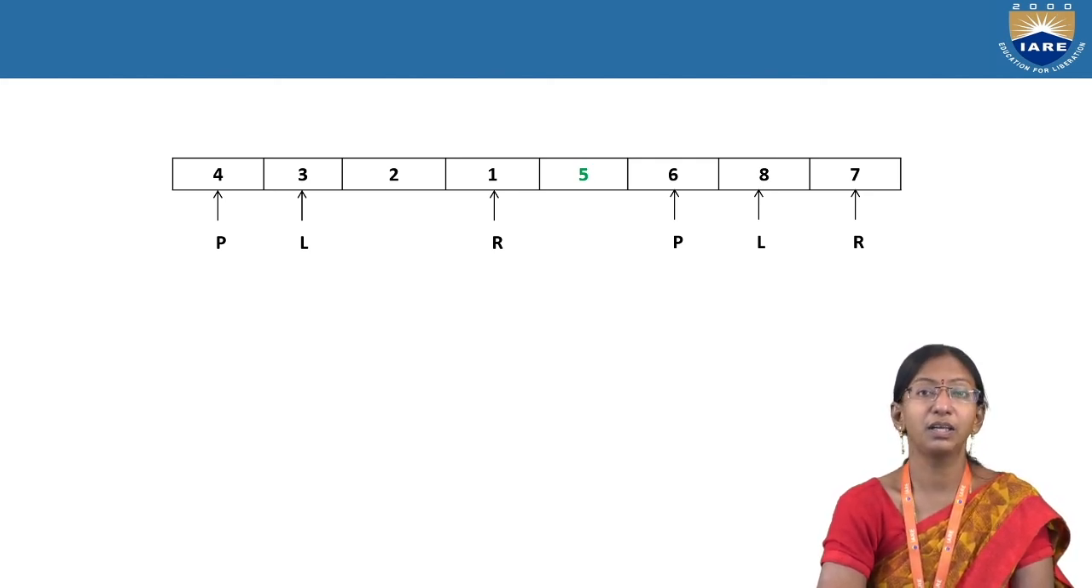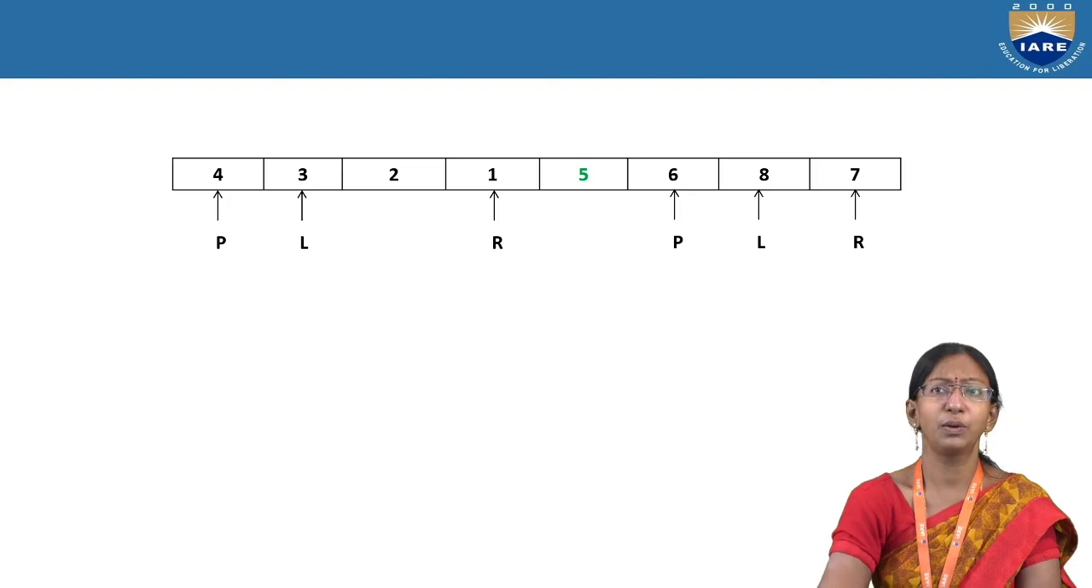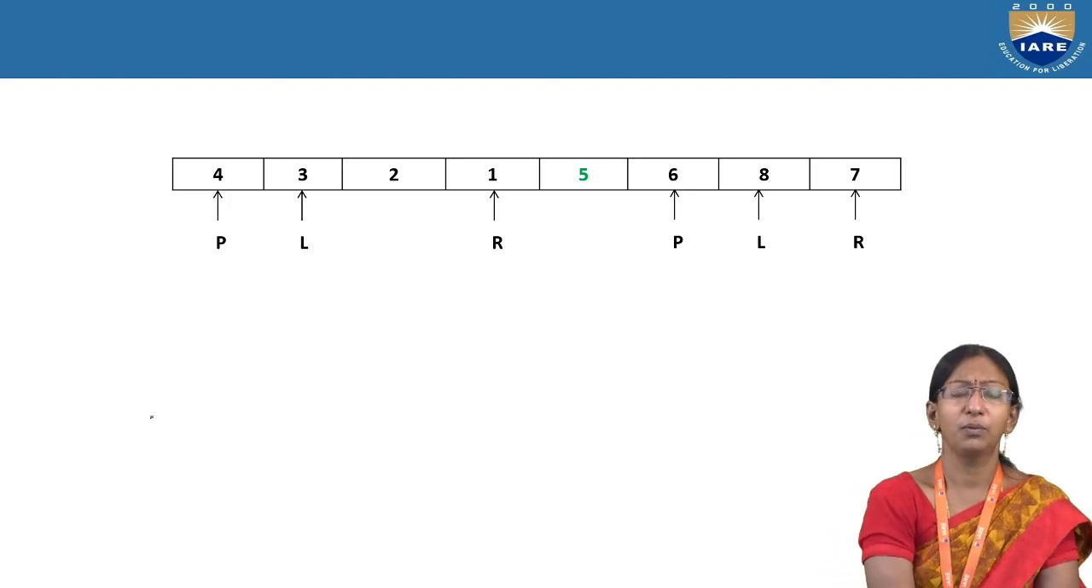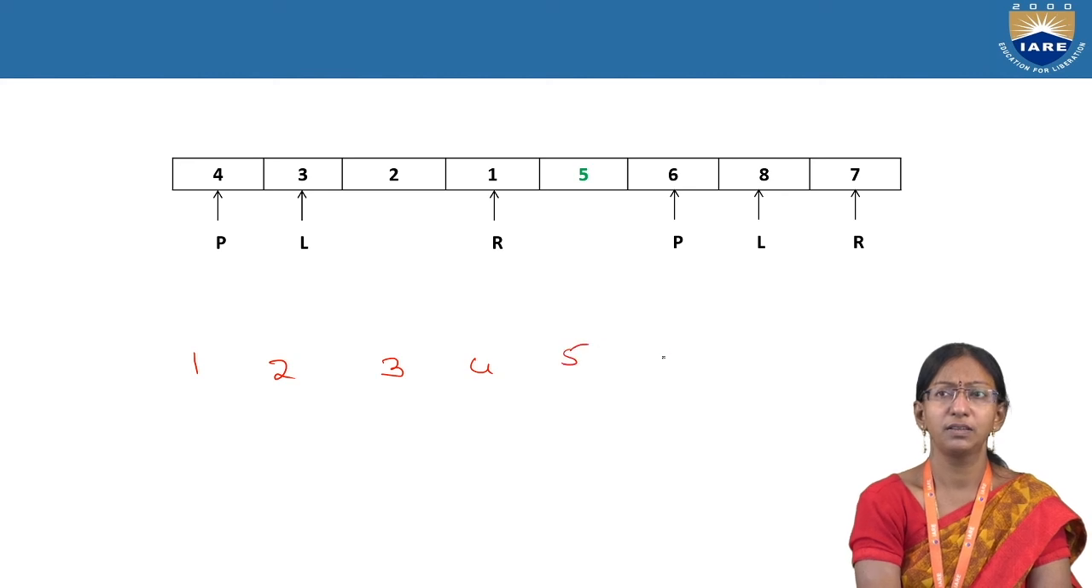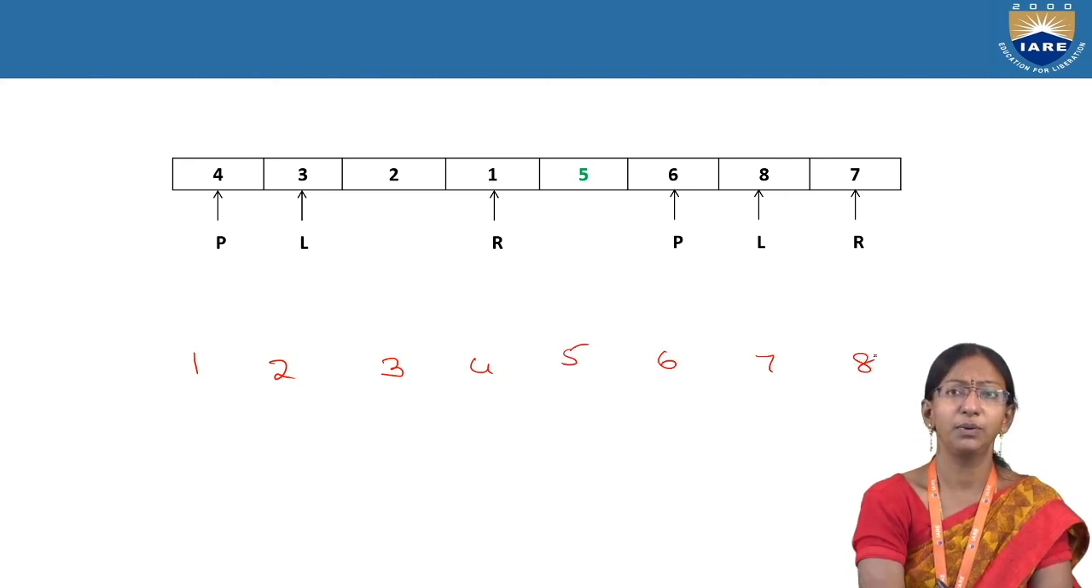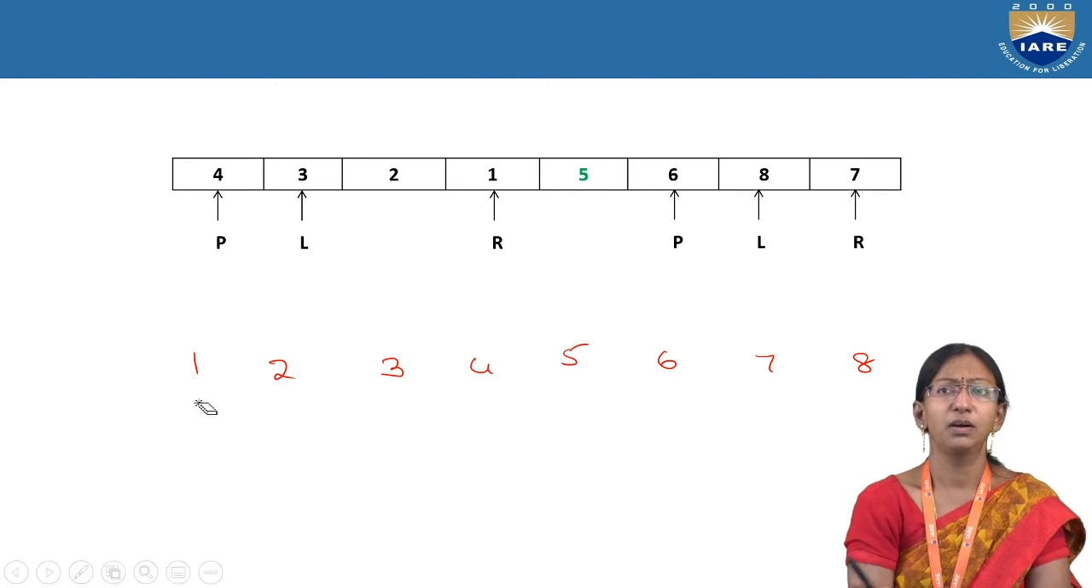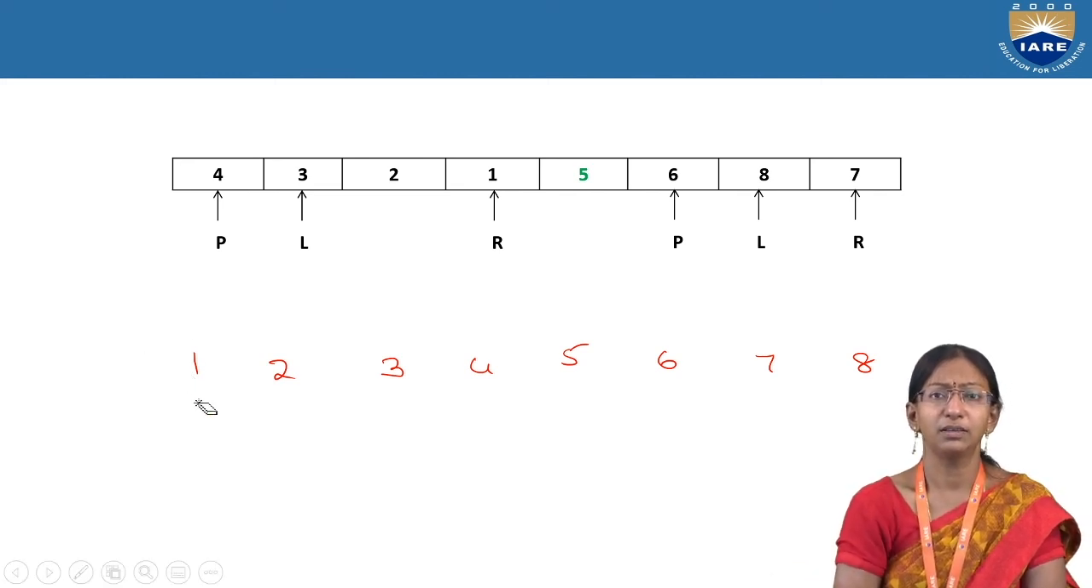Which means that we cannot further divide the list, right? So the final list will be a sorted list: 1, 2, 3, 4, 5, 6, 7, and 8. So the final list will be a sorted list of 1 to 8.